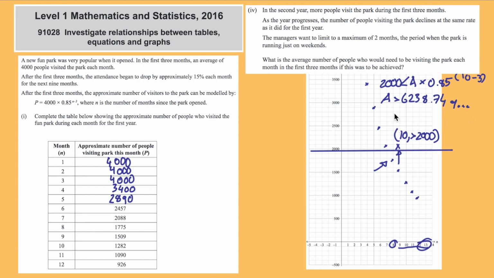But we know that people are discrete, so we need to round up to 6,239 visitors at least. That was a tough nut, and to celebrate I'm going to write an answer sentence.